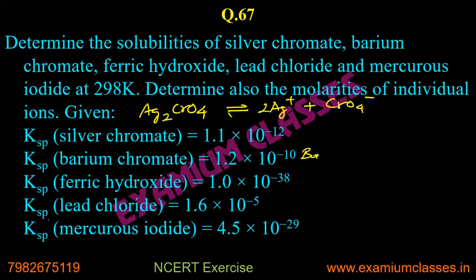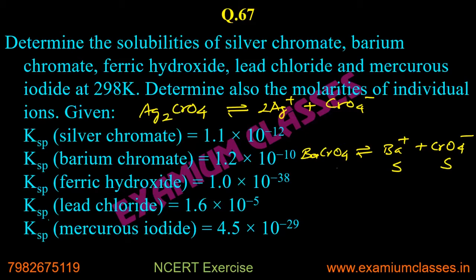But in the case of barium, barium has a valency of 2, so it will be just BaCrO4, and it will give Ba plus CrO4 minus. So in this case, it will be minus S, then you will get S and S. So it's rather very simple.